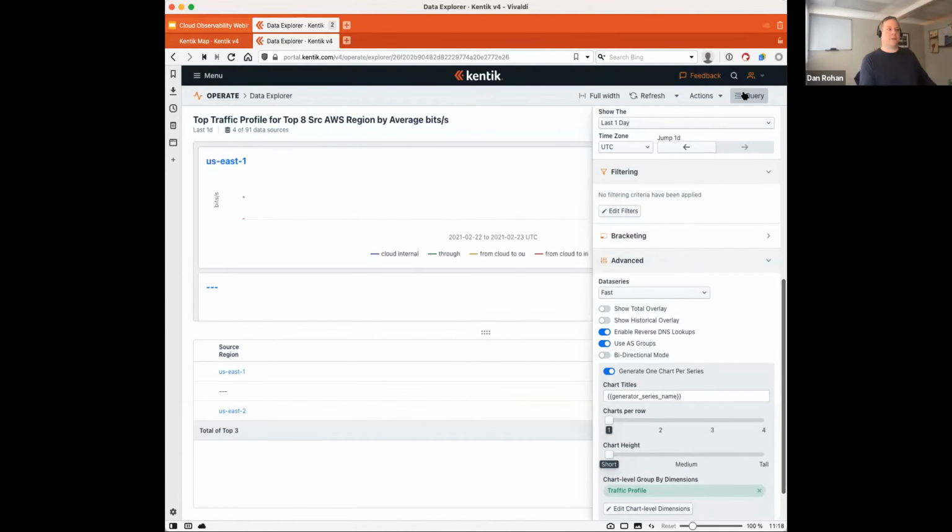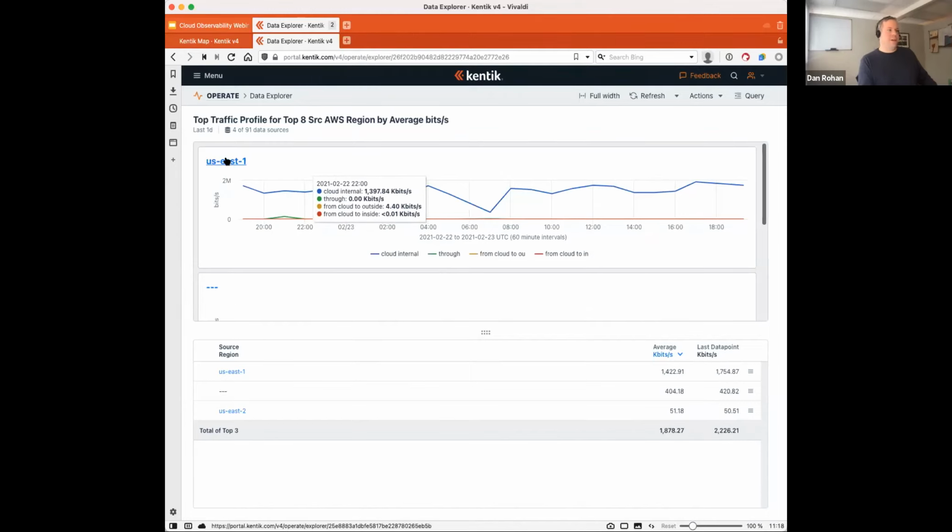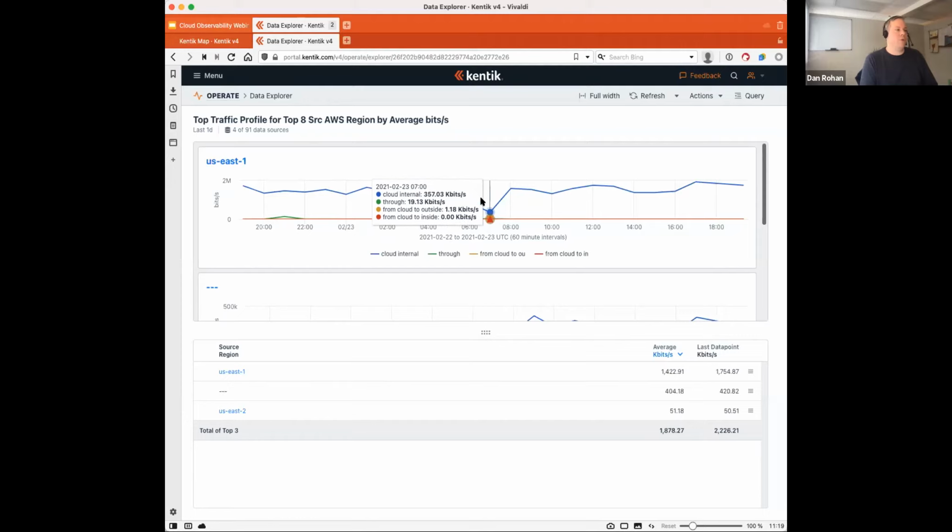All right, let's take a look at the graphs. So we can see here that we've got US East 1, where we know the bulk majority of our traffic was prior to this incident. And we can also see that most of this traffic was internal. And we see this dip in cloud internal traffic, and we also see an increase in through traffic at that particular time.